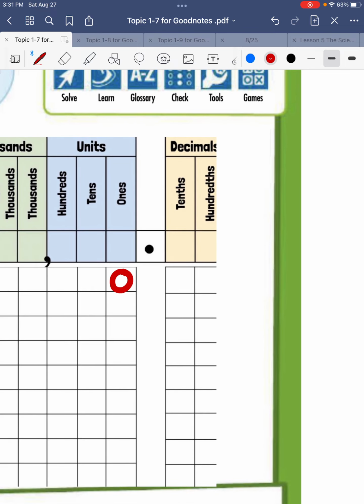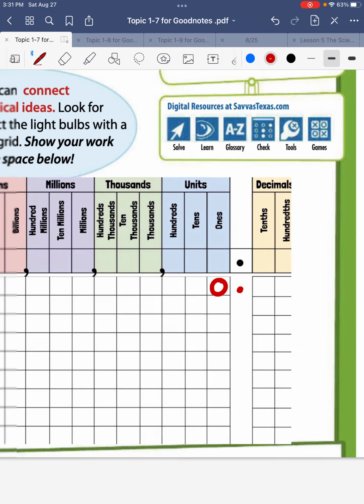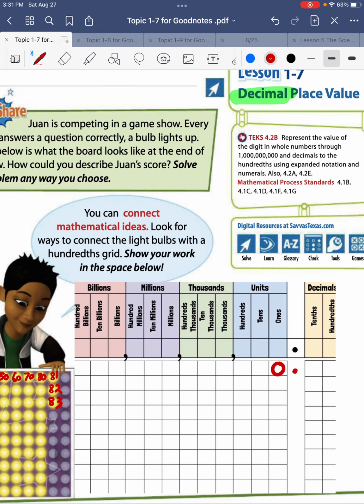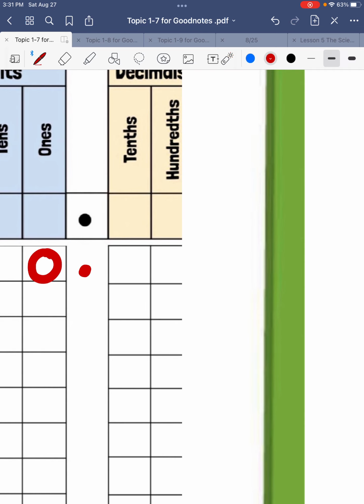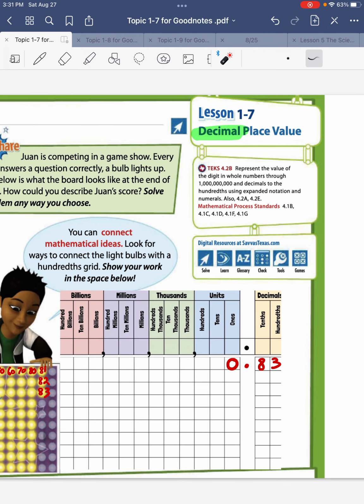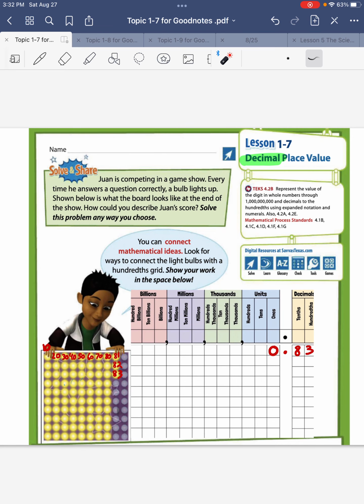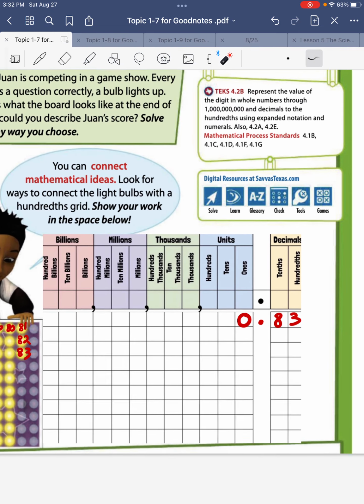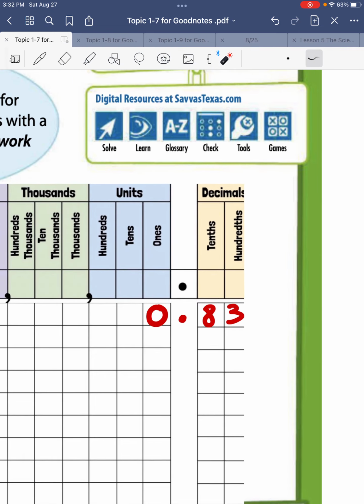We always drop down our decimal. And then I go back and I see, okay, he got 83. So when I go in here, I put the 8 in the tenths place and the 3 in the hundredths place. That is how I write a decimal. So remember, if it's not fully shaded, you have 0 ones, and then you plug in 8 in the tenths, 3 in the hundredths. That is how we read a model and make a decimal.